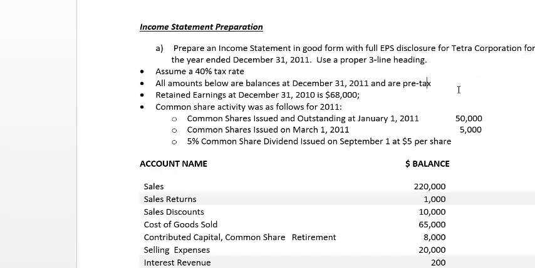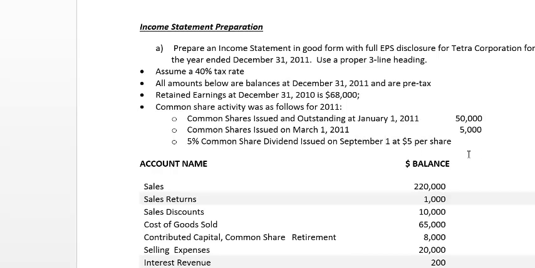And in fact, we will give you on the midterm all of the amounts pre-tax. We give you the opening balance of retained earnings at the beginning of 2011, or at the end of 2010, is $68,000, and some activity as it relates to the common shares that were issued. You had some new shares issued on March the 1st of the year, and then you also had a common share dividend that was being given out on September the 1st.